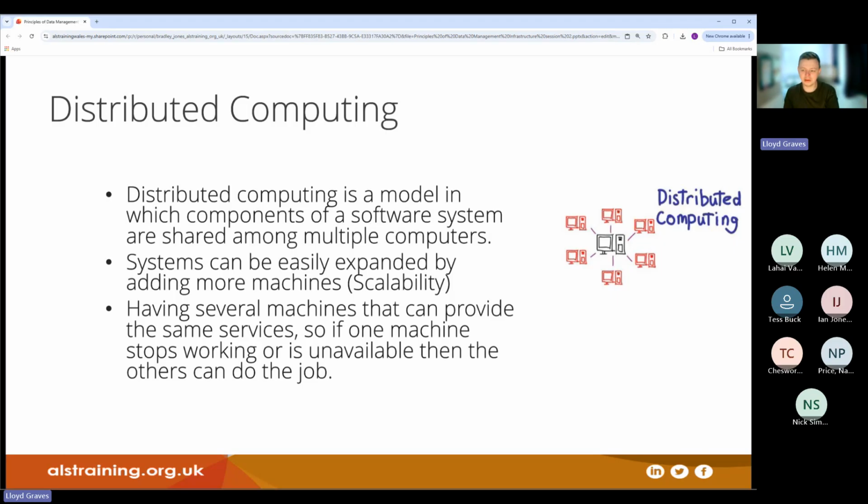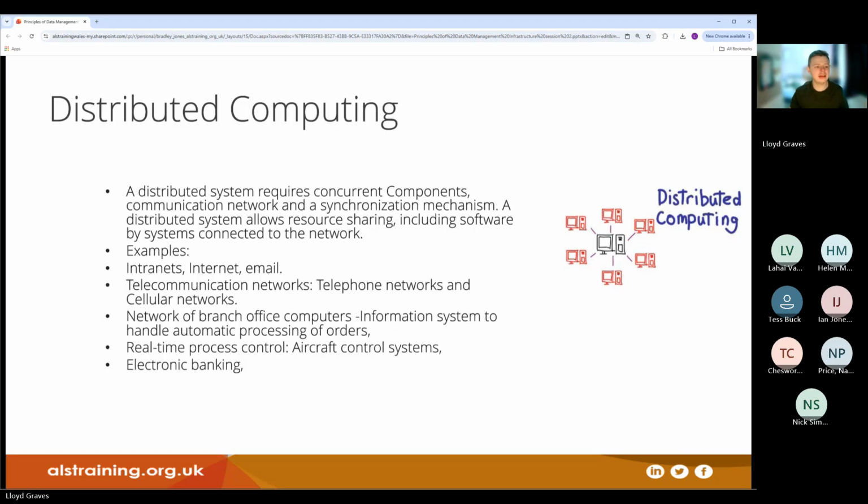So in that network, I've got my company laptop, my manager has her company laptop, my colleague has his company laptop, and they're linked, but we're all working on our own thing at one time. So right now I'm delivering to you guys, but they might be doing something else. Like I said here, it requires concurrent components, a communication network, and a synchronization mechanism. A distributed system allows resource sharing, including software, by systems connected to the network.